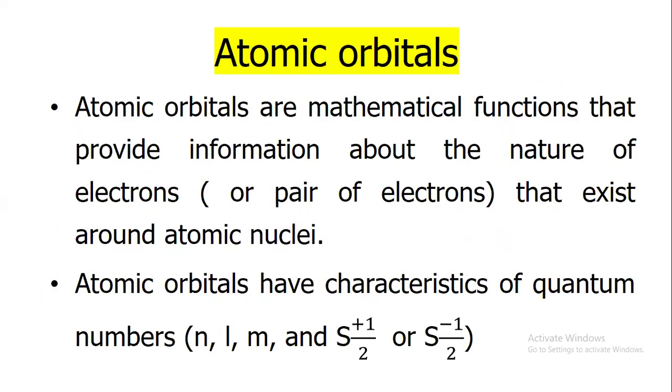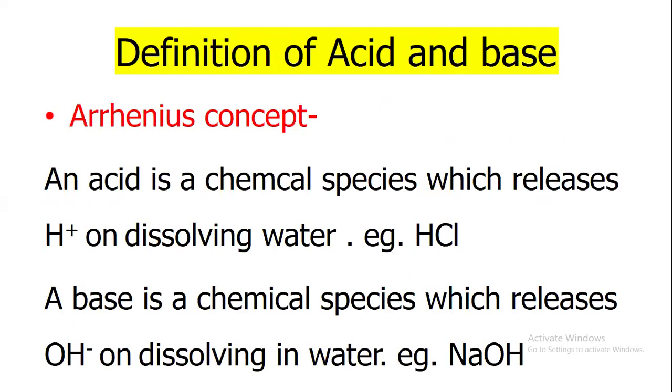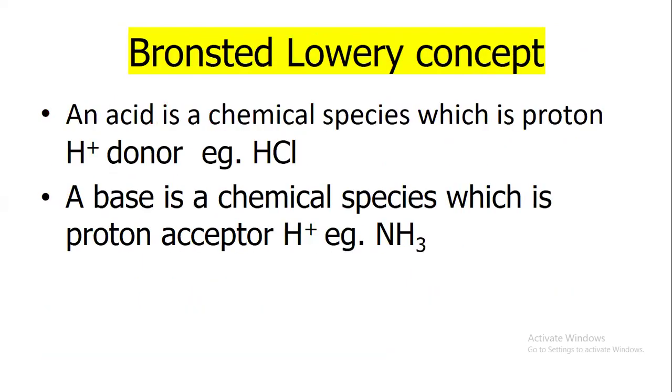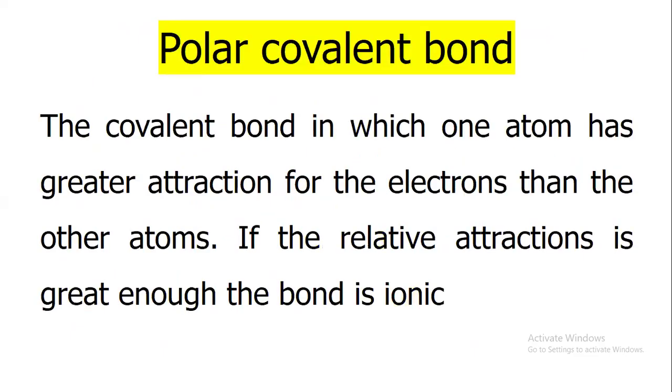Atomic orbitals. We have already discussed hybridization. Polar covalent bond: the covalent bond in which one atom has greater attraction for the electrons than the other atom. If the relative attraction is great enough, the bond is ionic.